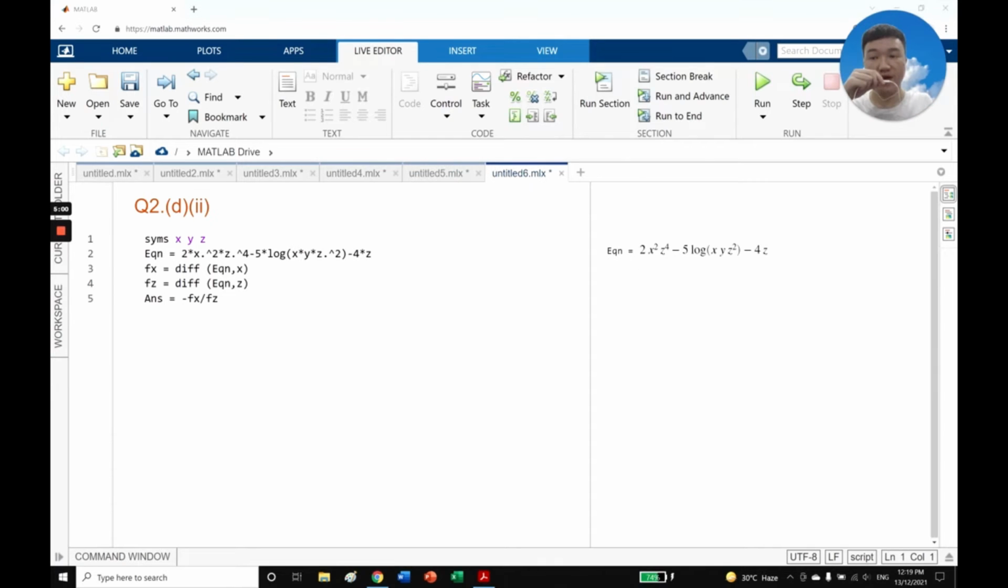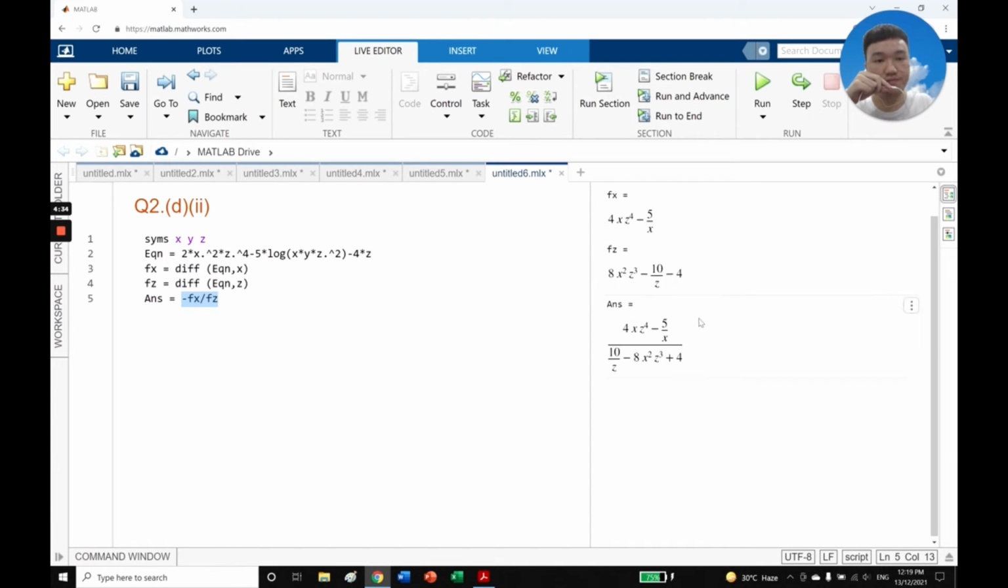And we can conclude that the answer for del z del x is the same as our handwritten calculation. And finally, for question 2, part D, part 2, we need to find the first partial derivative del z del x for the given equation. As in question 2D1, I have shifted all the values from the right hand side towards the left hand side, and the new equation will be in this form.